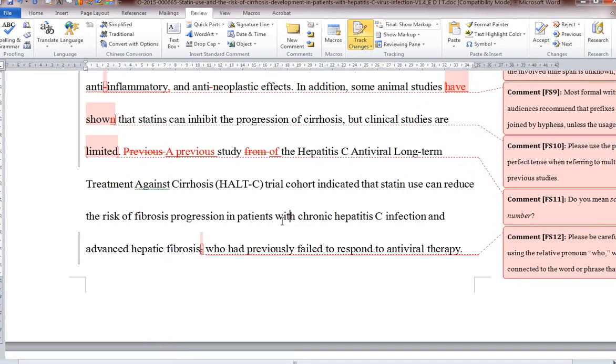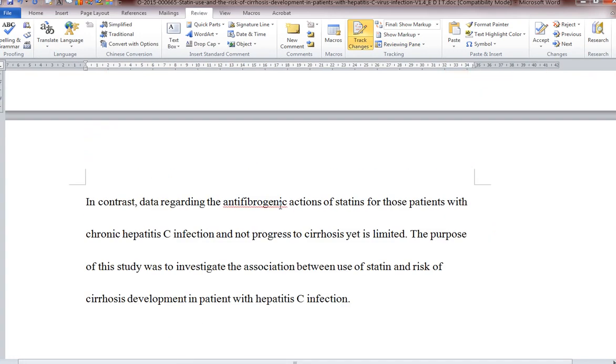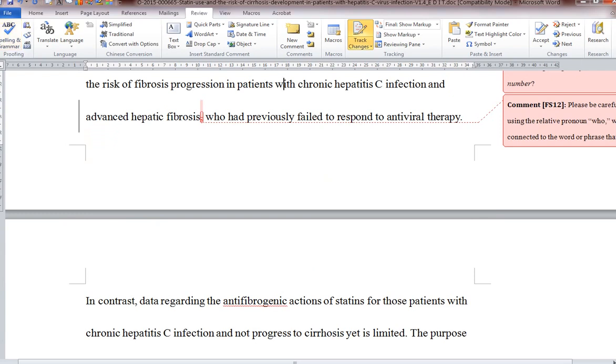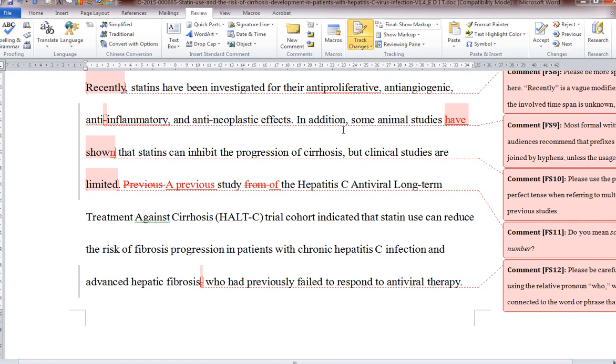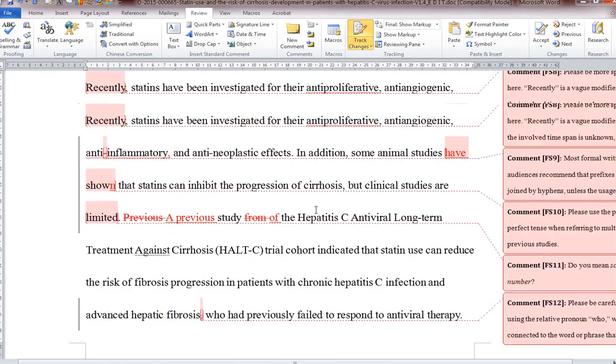Okay. I think I'm fine with that. Take a look at the rest of it. One problem I have, though, going back a little bit, some animal studies. Next sentence, a previous study. This author has no citation references.